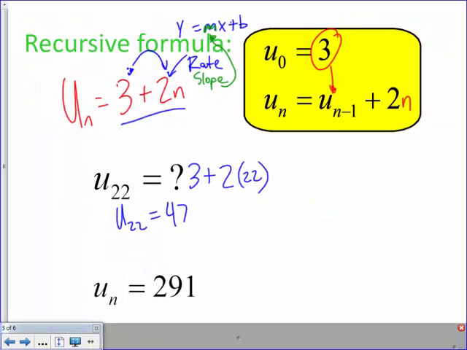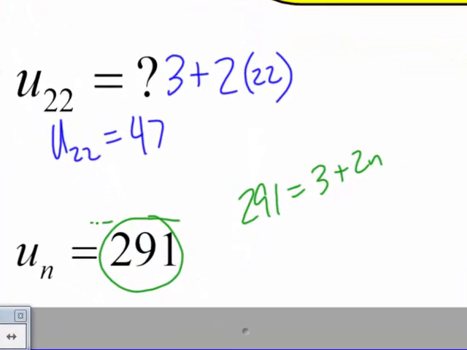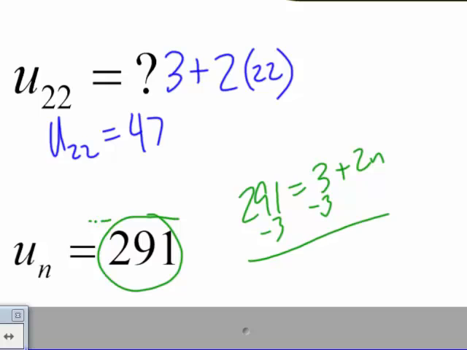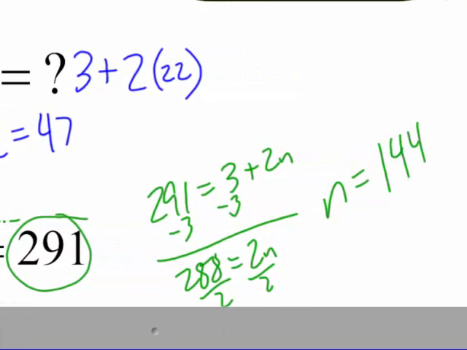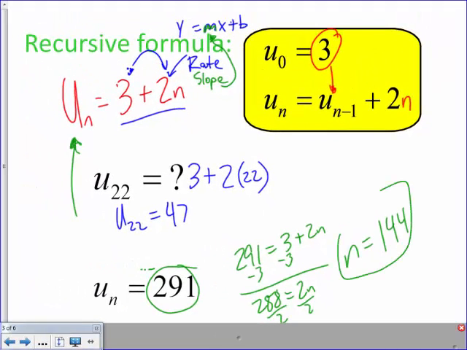What about this? What if it says u sub n equals 291? Well, where would that plug into if I wanted to use my explicit formula? Now it plugs in right up here, and we're solving for n this time. So 291 equals 3 plus 2n. And then we could subtract our 3, and we got 288 equals 2n. Divide by 2, and what does n give us over here? 144. So the 144th term is 291. All right, so we're actually solving for n in that case.